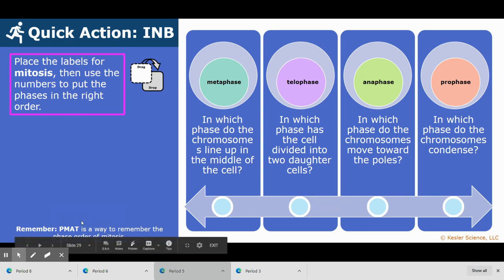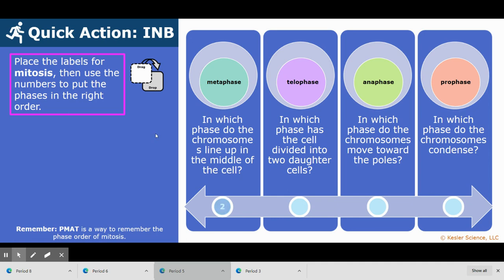Down here, they're giving you, remember PMAT is a way to remember the order. So maybe that'll help with the numbering. So here's the order that you should have. The first phase is prophase, metaphase, then anaphase, and then telophase.